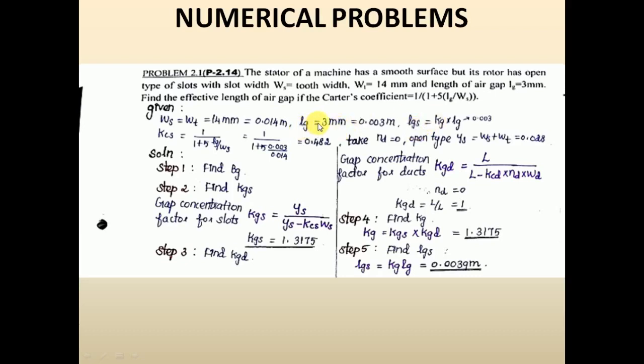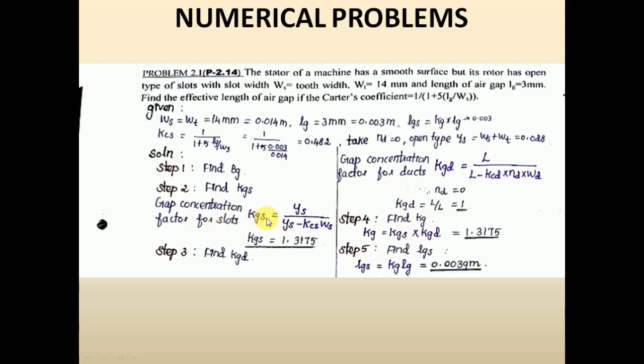The value of Lg is given in the problem itself. You have to calculate the term kg. Nothing is mentioned about the radial ventilating ducts. As you know, kg is actually the product of kgs and kgd. Since there are no radial ventilating ducts, the term kgd can be said to be 1. So kg is effectively kgs. So you have to find the value of kgs first. That is the gap contraction factor for slots.